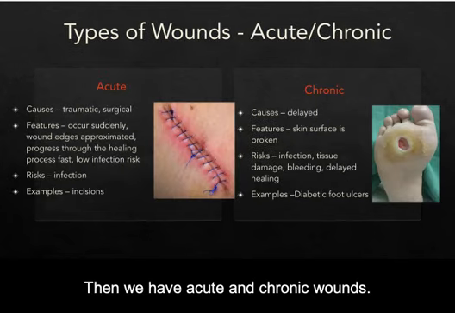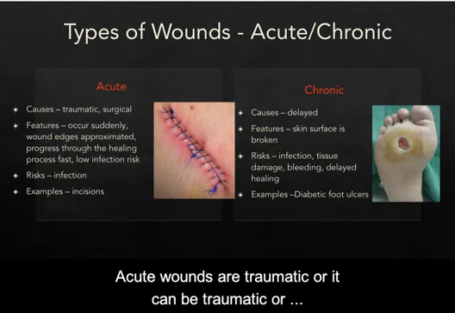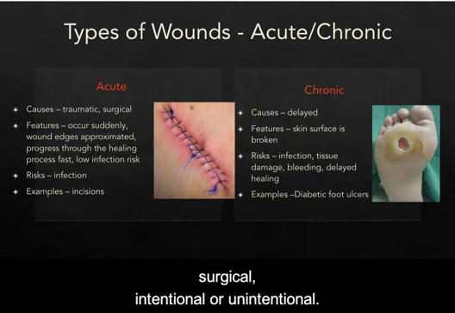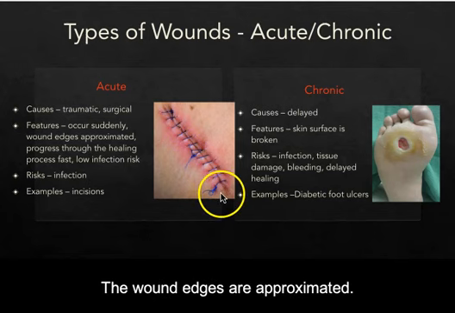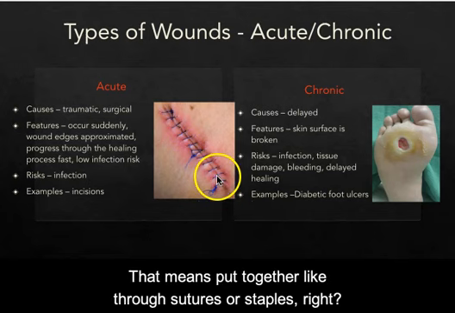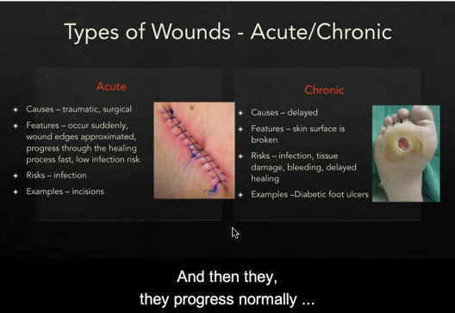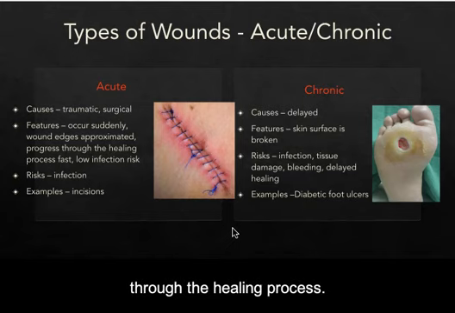Then we have acute and chronic wounds. Acute wounds can be traumatic or surgical, intentional or unintentional. They occur suddenly. The wound edges are approximated, that means put together, like through sutures or staples, right? And then they progress normally through the healing process, and they go through it fast.